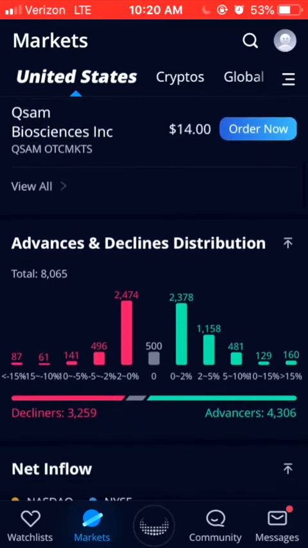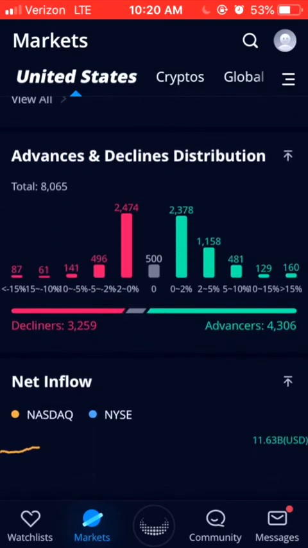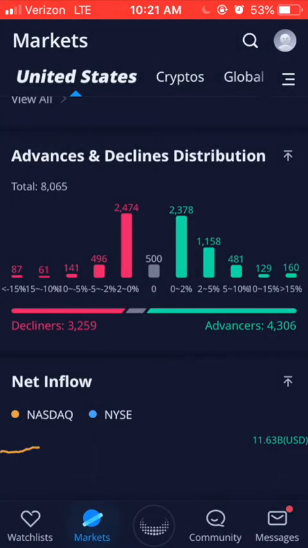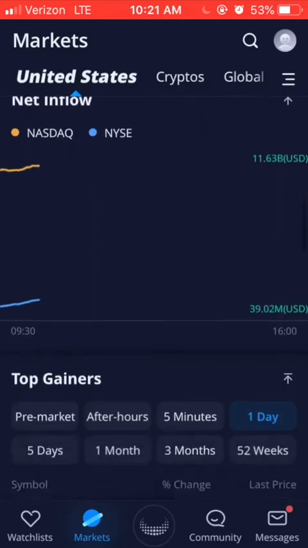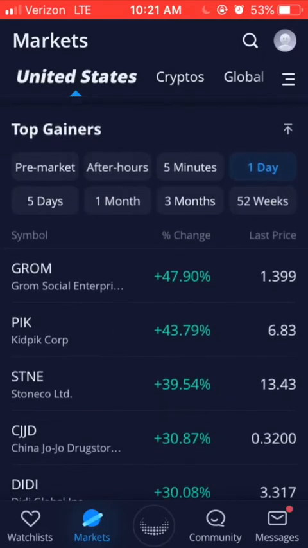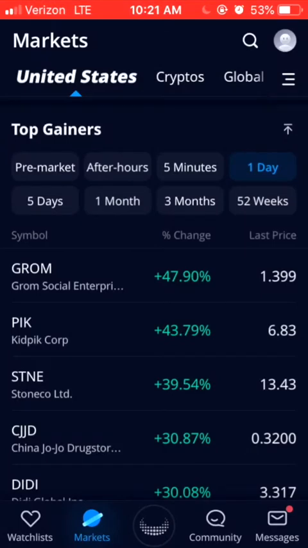This shows you overall advancers versus decliners, and it's a good way to see how the market's doing. Sometimes it's pretty obvious, other times it can be a little helpful. This is net inflow of billions, and this is also a nice tool. This is a great way that you can see top gainers and be more aggressive.